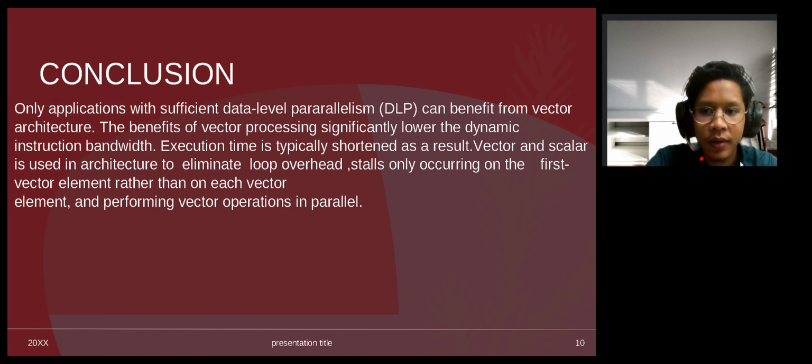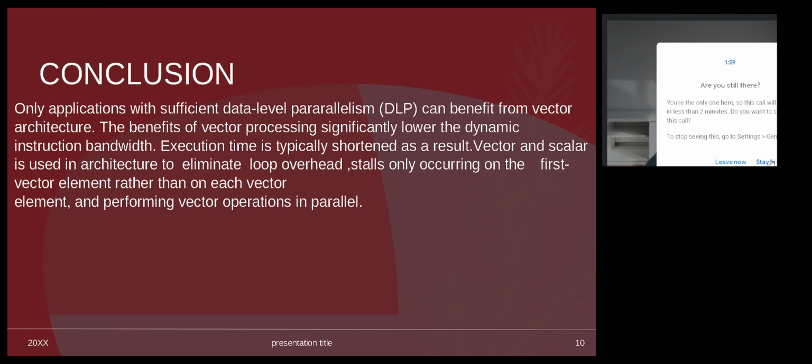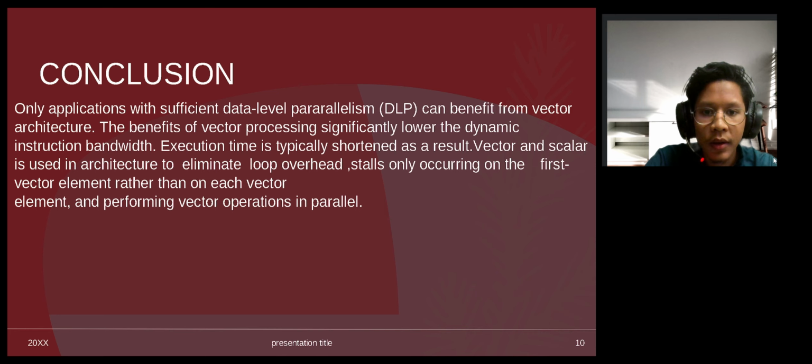In conclusion, only applications with sufficient data parallelism, DLP, can benefit from the vector architecture. The vector processing significantly lowers the dynamic instruction bandwidth. Execution time is typically shortened as a result. Vector and scalar are used in architecture to eliminate loop overheads, stalls only occurring on the first vector element rather than on each vector element, and performing vector operations in parallel.